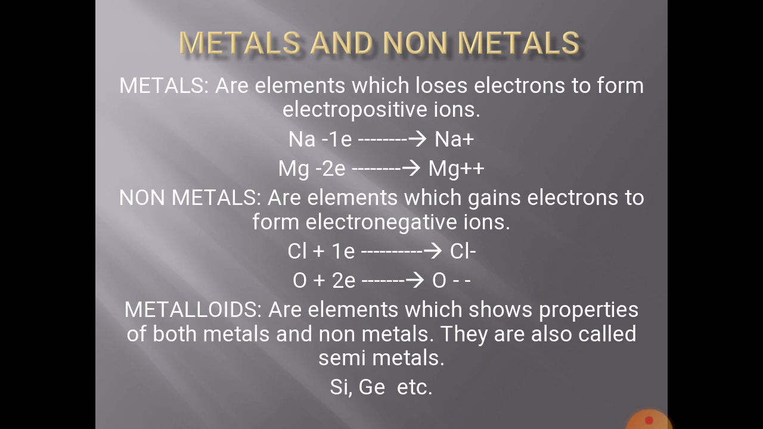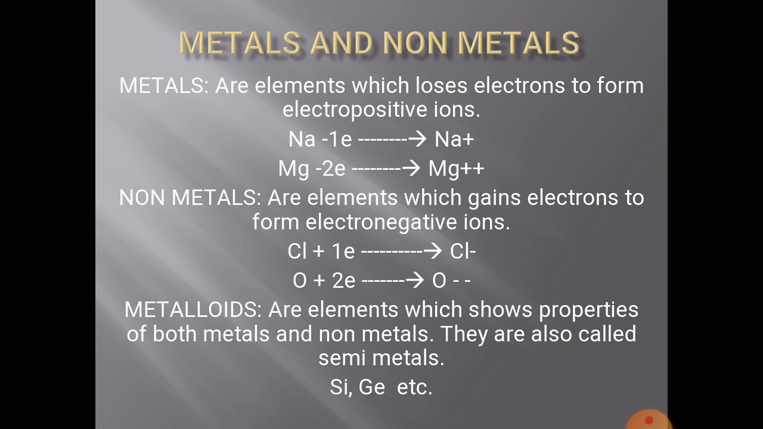Oxygen, atomic number is 8. Configuration will be 2, 6. It needs 2 electrons to complete its octet. So oxygen gains those 2 electrons to form O2-. So non-metals gain electrons to form electronegative ions.